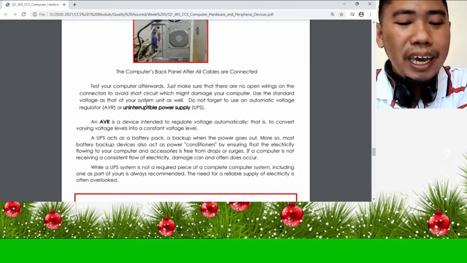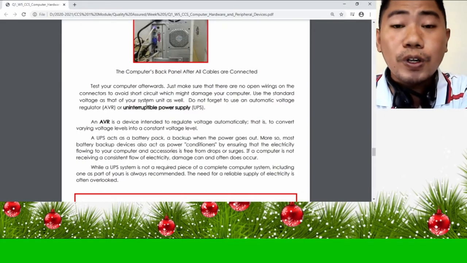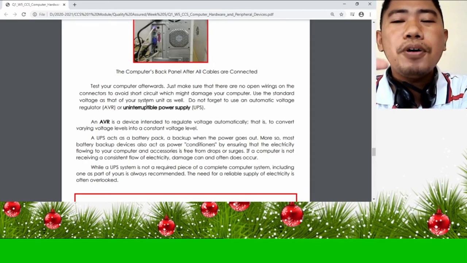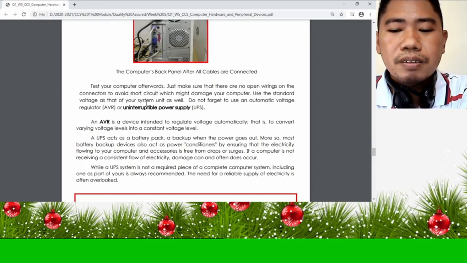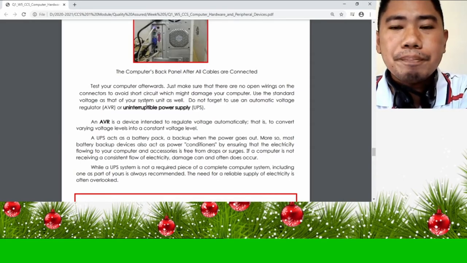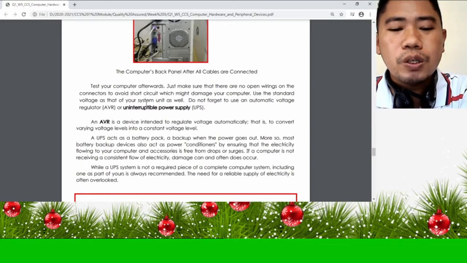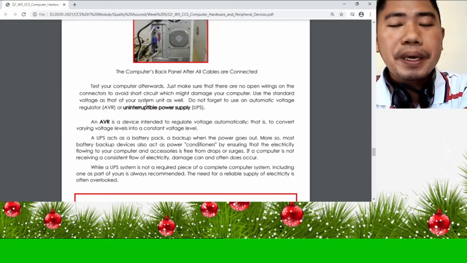AVR. What is an AVR? It is a device intended to regulate voltage automatically. The purpose of an AVR is to convert the varying voltage levels into a constant voltage level so that your computer will not be damaged right away.